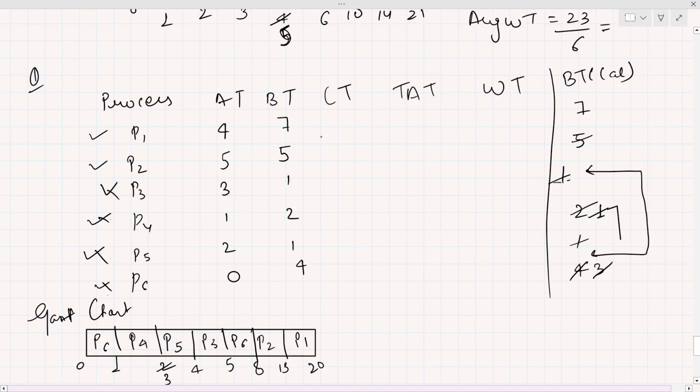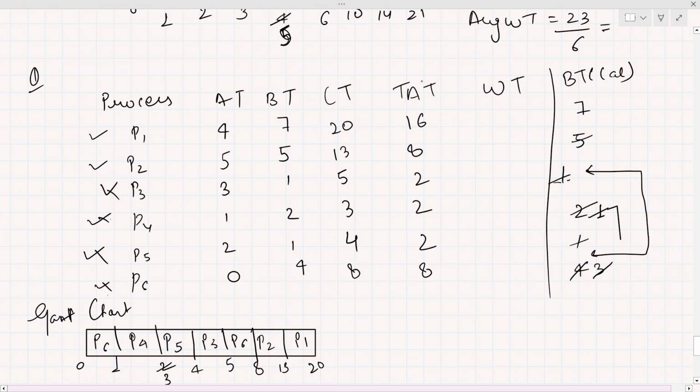Now it's easy to find the completion time, turnaround time and waiting time. So what is the completion time of P1? 20, completion time of P2 is 13, completion time of P3 is 5, P4 is 3, P5 is 4 and P6 is 8. So 20, 13, 5, 3, 4, 8. TAT is what? Completion time minus arrival time. 20 minus 4, it becomes 16. 13 minus 5, 8. 5 minus 3, 2. 3 minus 1, 2. 4 minus 2, 2. 8 minus 0, 8. So this is the turnaround time.